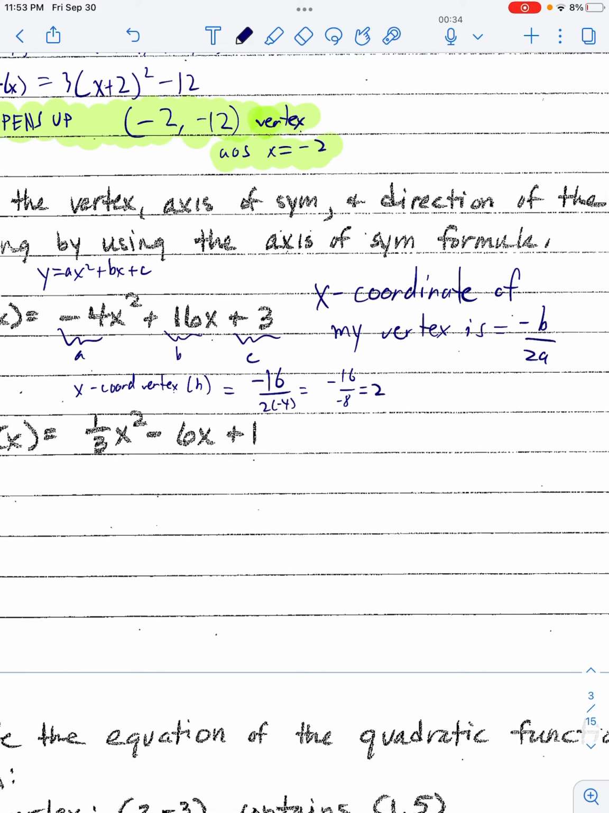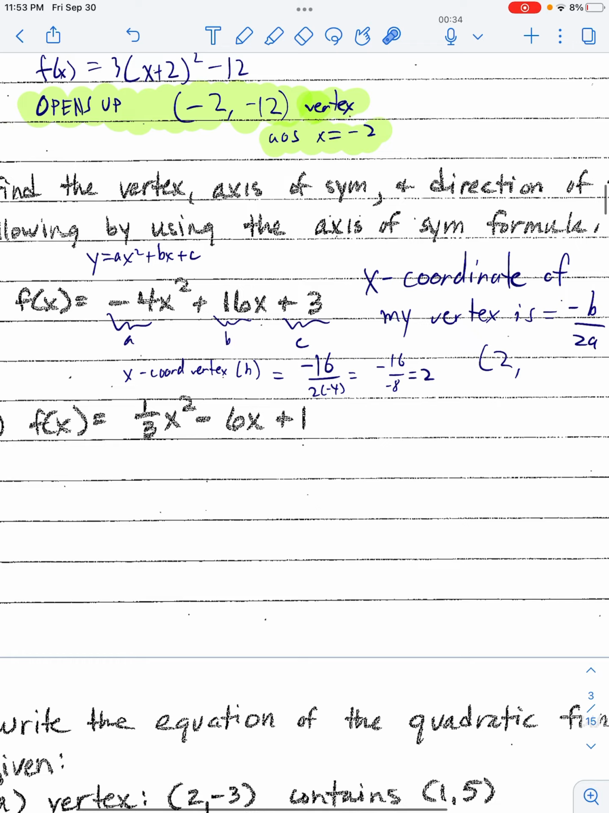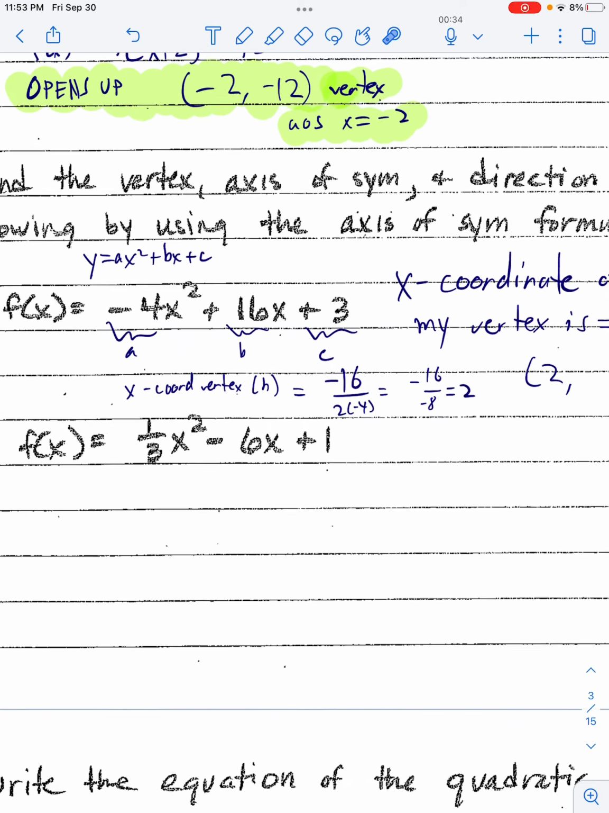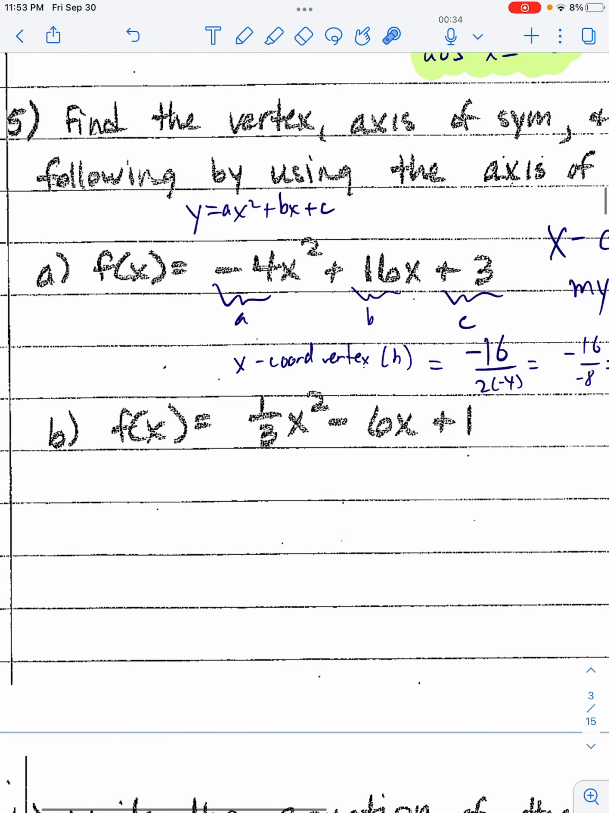So that's my vertex is 2, comma, and then how do I know what the y-coordinate is? Well, I can just take the x-coordinate of my vertex, plug it into the equation, and see what it pops out for y, and that'll be the y-coordinate of my vertex. Because that x-coordinate is still a point on this equation. I can plug in that x value and get out a y for it. So let me do that here real quick.